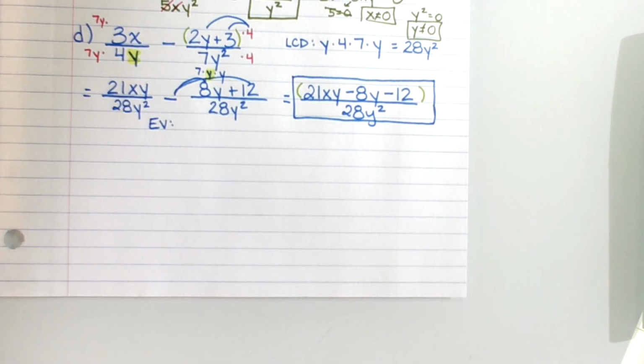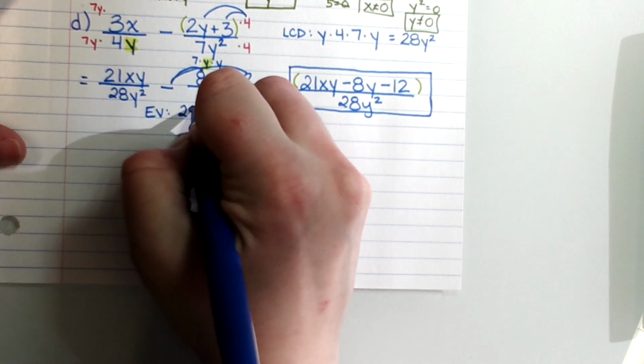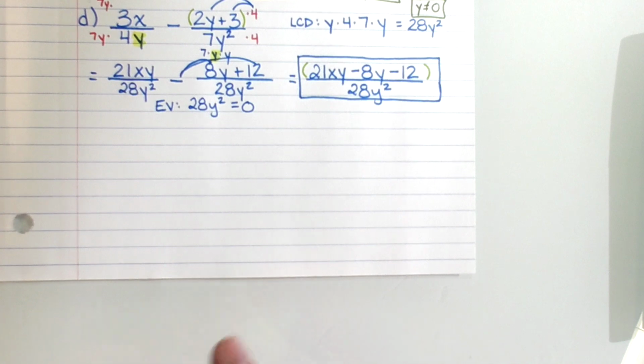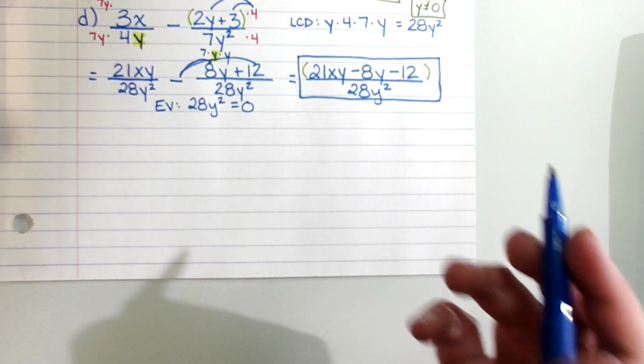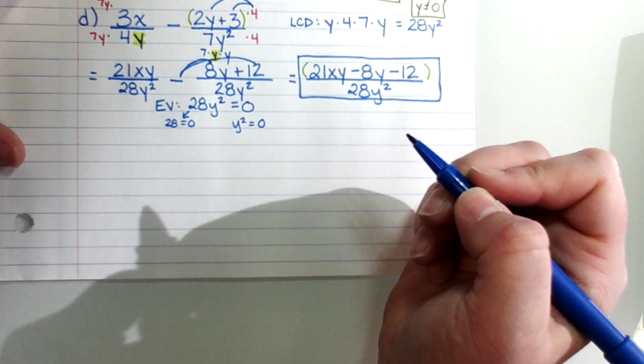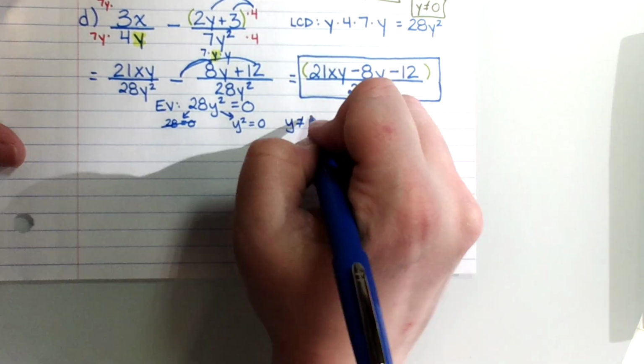Excluded values. Easiest way when adding and subtracting is setting what equal to 0? Which denominator? Because yes, it has to be denominators. The least common denominator before you simplified anything. Now in this one we didn't simplify anything. Excluded values always come from denominators equal to 0. Specifically, if you do the LCD, you'll get what you need. 28y squared equals 0. 28 is never equal to 0. Y squared being 0 means y is not allowed to be equal to 0.